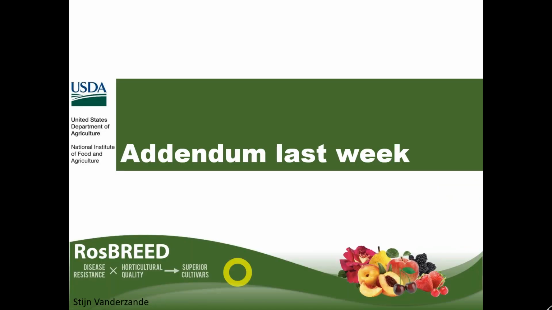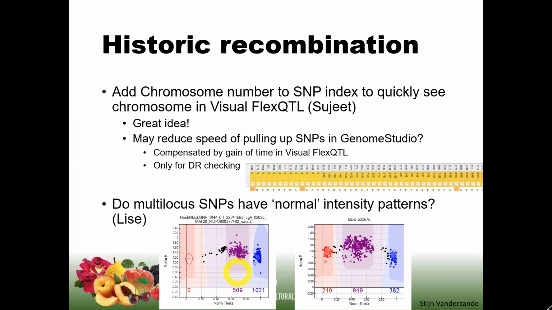Now I wanted to quickly go over 1 or 2 things from last week. So I was mentioning last week that when looking in Visual FlexQTL and you're looking at all your marker names here, there's nothing in Visual FlexQTL telling you which chromosome you're on. So I got an email from Sujit asking me if it would be a solution to just add the chromosome number in front of the marker name. So in this case, I think this is chromosome 1, so it would be 1 underscore or 1-5444. And that way, when you're looking at a marker, you can very quickly see which chromosome you're on. And I think that's a great idea.